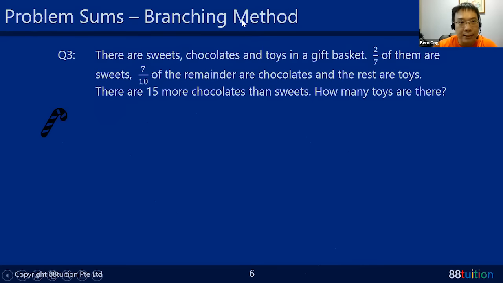Let's see. There are sweets, chocolates and toys in the gift basket. 2/7 of them are sweets. Hey, no total. Don't panic.